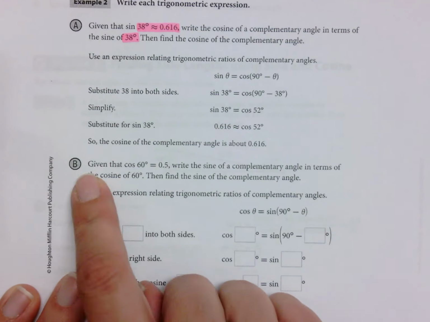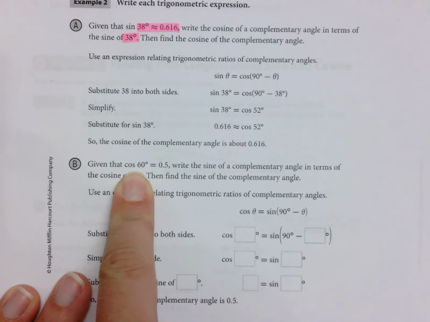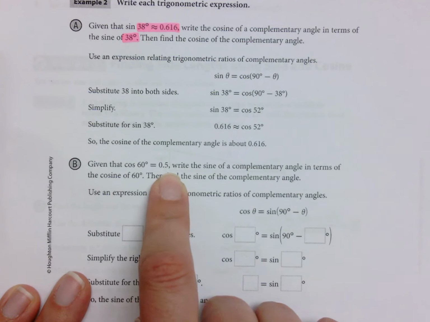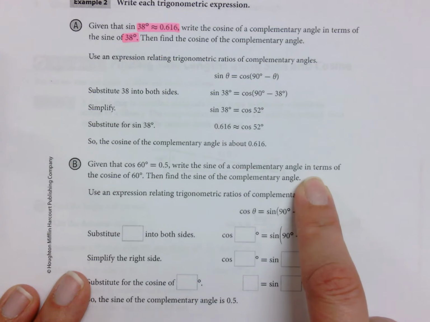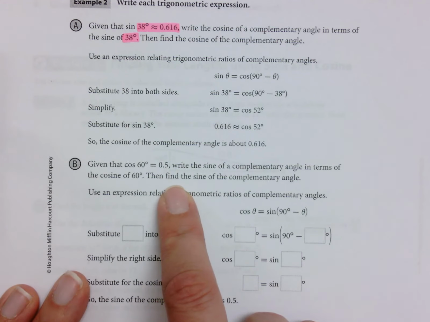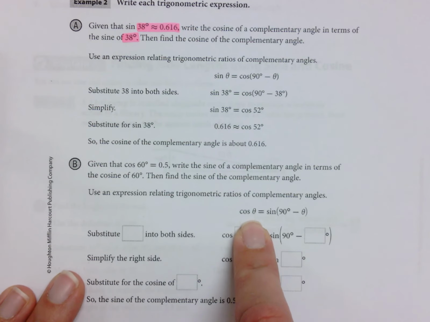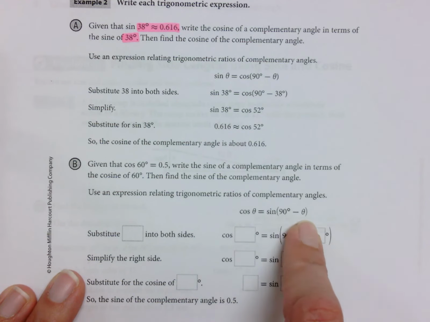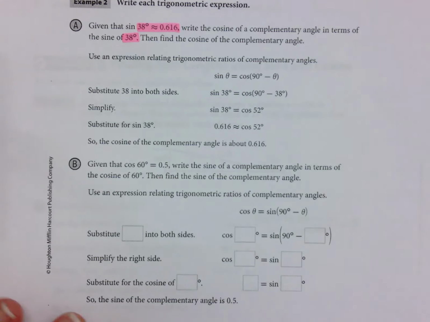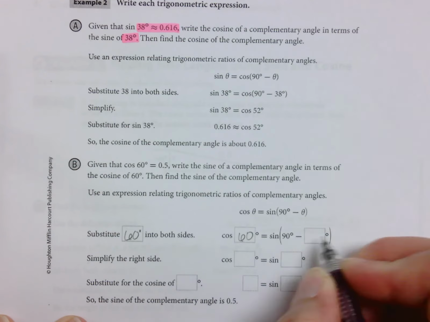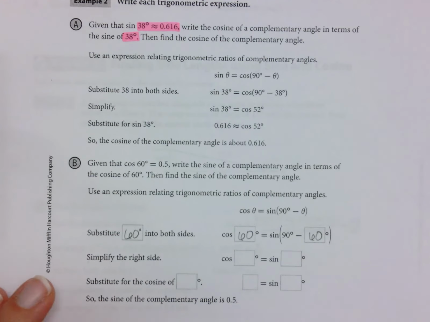So let's do another example like that. We're going to start with our setup. It says, given that the cosine of a 60-degree angle equals 0.5, write the sine of a complementary angle in terms of the cosine of 60 degrees. Then find the sine of the complementary angle. So they gave us cosine of 60. So we're going to use the equation cosine of theta equals the sine of 90 minus theta. And we're going to substitute in 60 degrees everywhere there's a theta symbol.